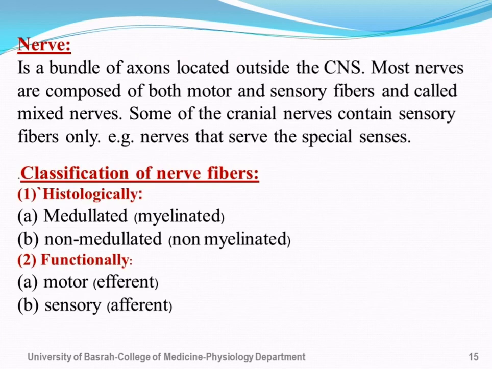Now, what do we mean by nerve? A nerve is a bundle of axons located outside the central nervous system, outside the brain. Those originating from the brain we call cranial nerves, and those originating from the spinal cord we call spinal nerves. Most of the nerves are composed of both motor and sensory fibers, so we call them mixed nerves. Some of the cranial nerves contain only sensory fibers, for example, the nerves that serve the special senses.